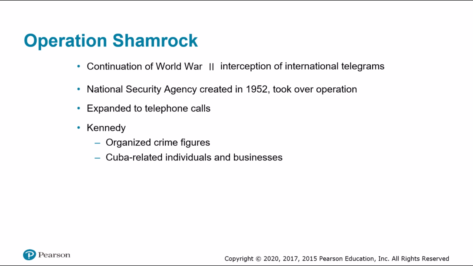When the National Security Agency, or the NSA, was formed in 1952, it inherited Operation Shamrock. The sophistication of the surveillance operation took a giant leap forward in the 1960s when the telegram companies converted to computers. Now the contents of telegrams could be transmitted electronically to the NSA, and the NSA could use computers to search for keywords and phrases.